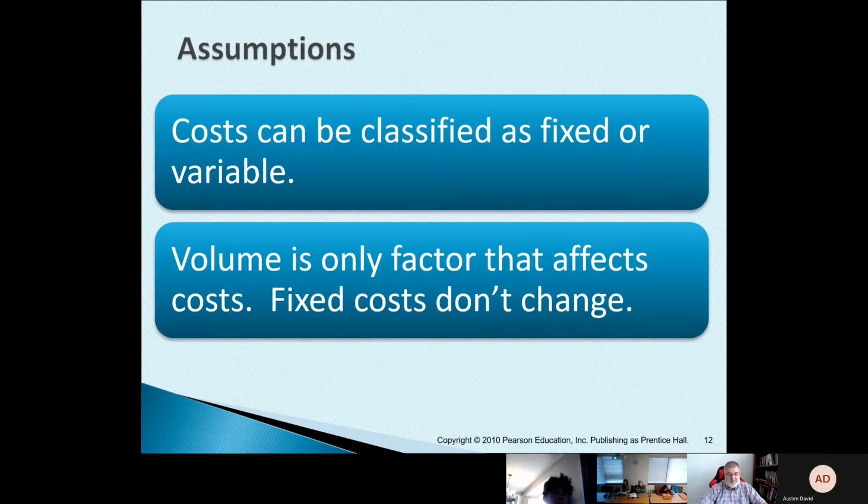The reason we have to assume that, for the purposes of what we're doing, is because in the real world, our fixed costs change from time to time. We could have a fixed cost that is our rent. Well, sometimes our rent goes up. But we're going to make the assumption for the purposes of what we're doing here that our fixed costs don't change. Whatever our fixed cost is, it stays consistent throughout the time period that we're talking about. And the only thing that's going to affect our cost is volume.